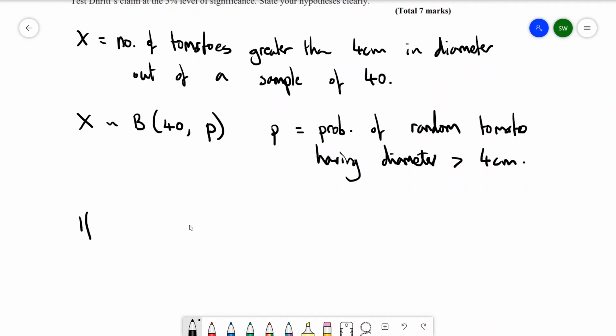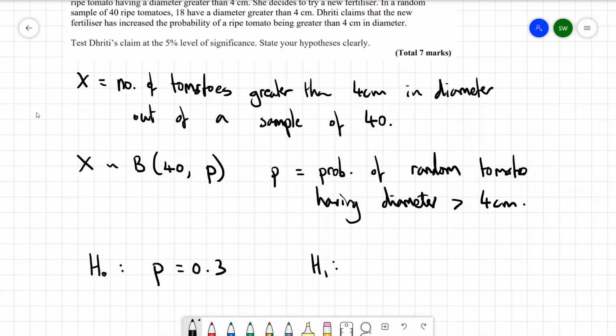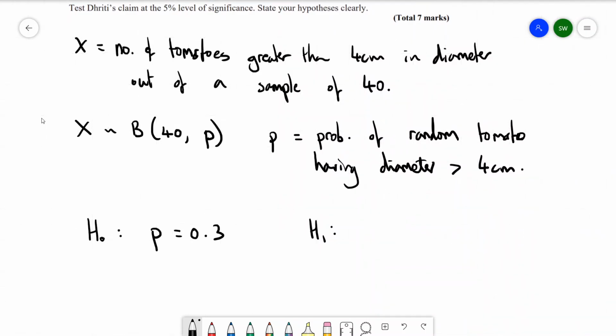So next let's define H0 and H1. H0 is that the fertiliser has made no difference at all, and that the probability of a random tomato having a big diameter is just 0.3. And our alternative hypothesis is what she's trying to find evidence of, that the fertiliser increases the probability of a random tomato having a big diameter. So she thinks that the probability now is greater than 0.3 for these 40 tomatoes.